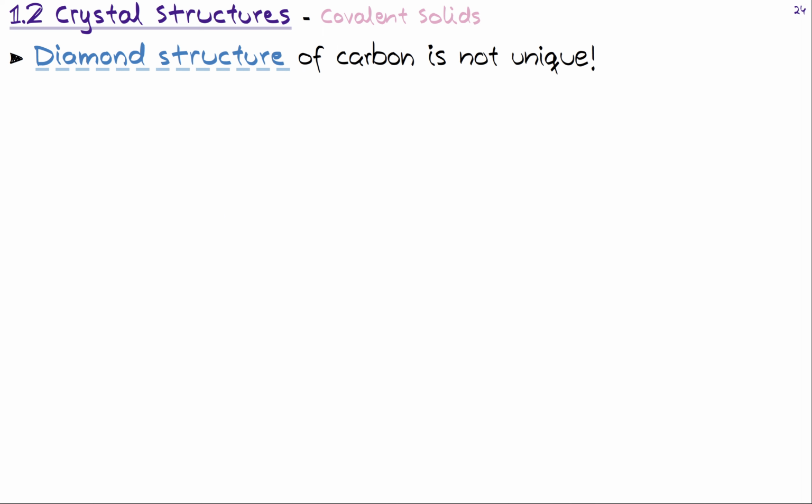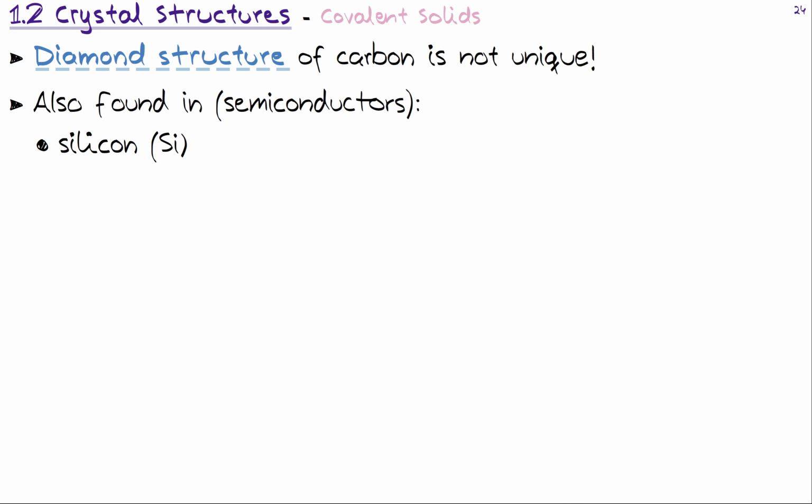So, the diamond structure that is associated with carbon. It's not a unique structure, so other elements also form this kind of diamond structure, or diamond cubic, as it is sometimes said. Especially it's found in group 14 elements, and they form semiconductors. Silicon is a prime example. Maybe you have heard of the silicon industry, the semiconductor industry.